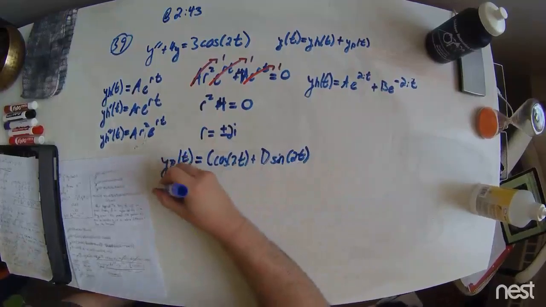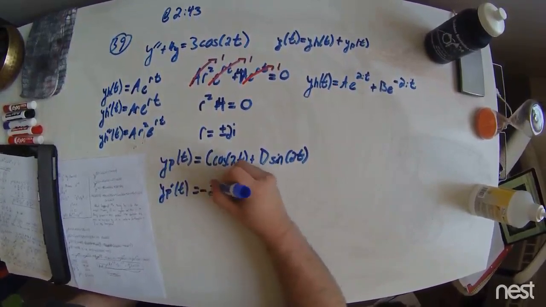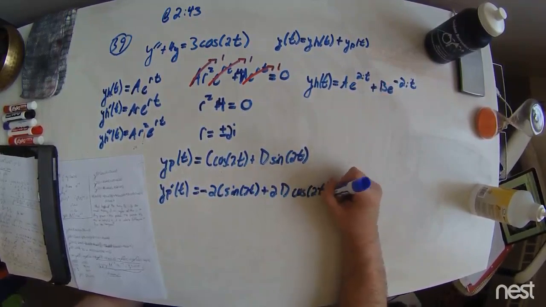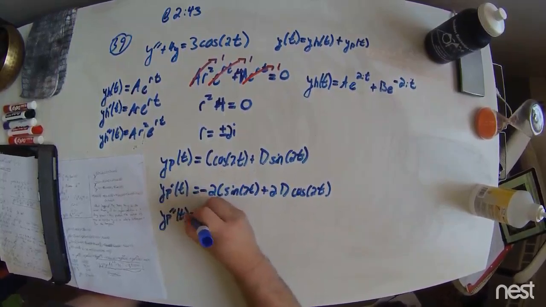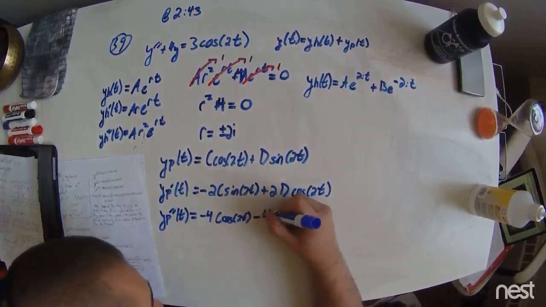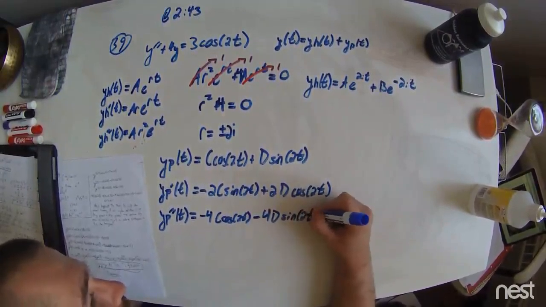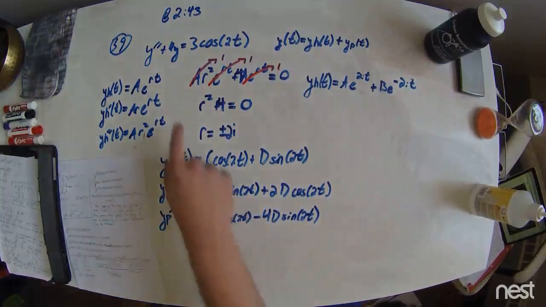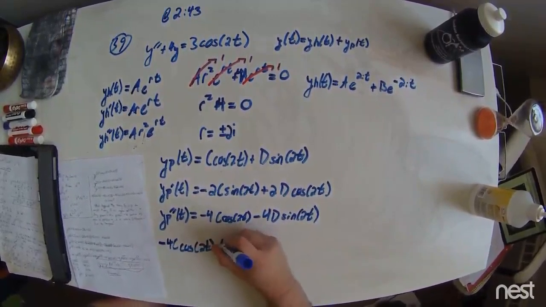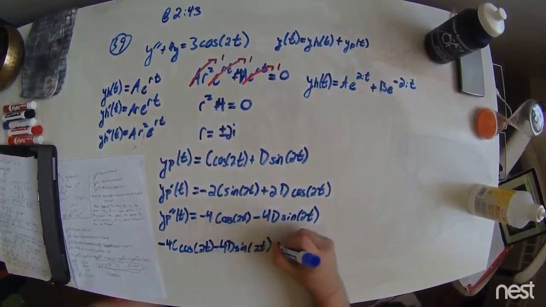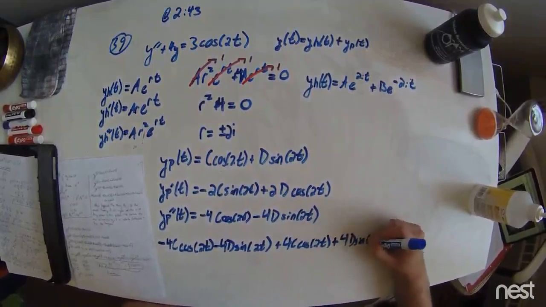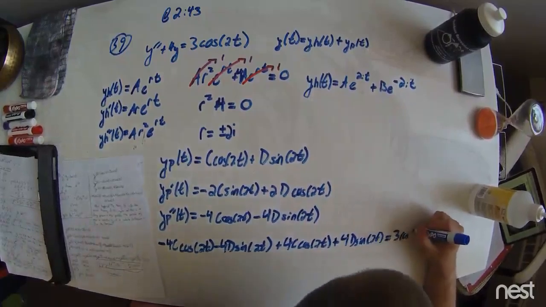Successive derivatives of this yield y particular prime of t, which equals minus 2c times the sine of 2t plus 2d times the cosine of 2t, and y particular double prime of t, which equals minus 4c times the cosine of 2t minus 4d times the sine of 2t. Plugging this into the expression for our ODE above, we have minus 4c times the cosine of 2t, minus 4d times the sine of 2t, plus 4c times the cosine of 2t, plus 4d times the sine of 2t, which equals 3 times the cosine of 2t.